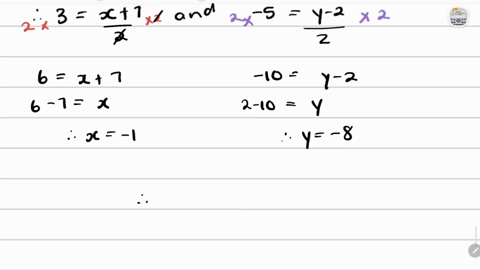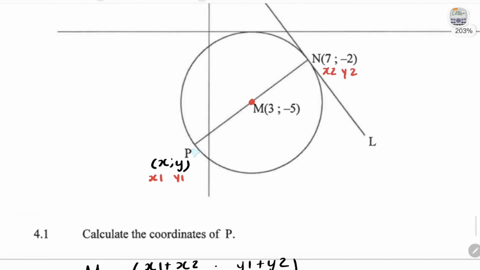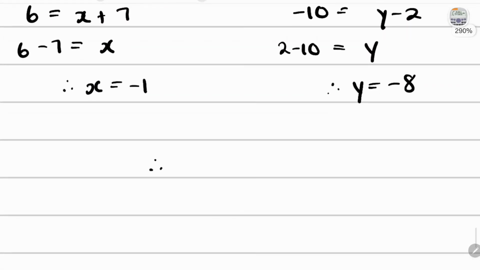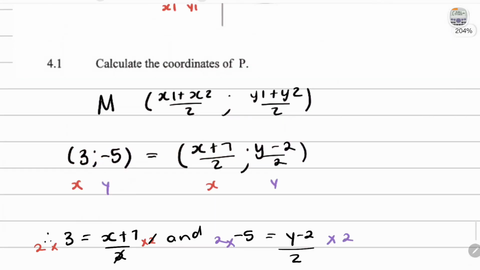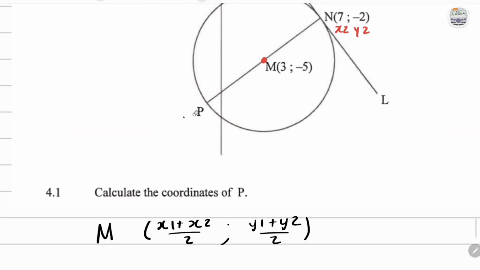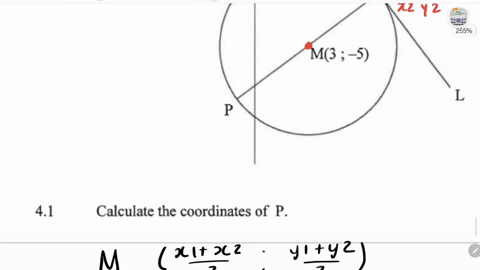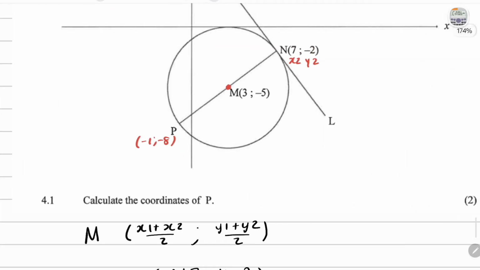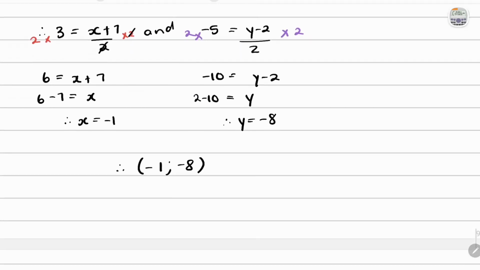And so your endpoint, which is this point P over here, is negative 1 and negative 8. There we go. So negative 1 and negative 8, and we can just fill that in so we know that we already have this point. And that is it for 4.1, and we move on to the next question.